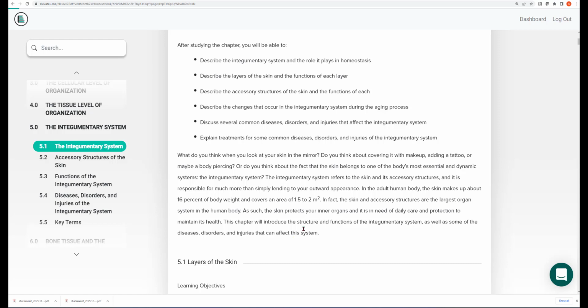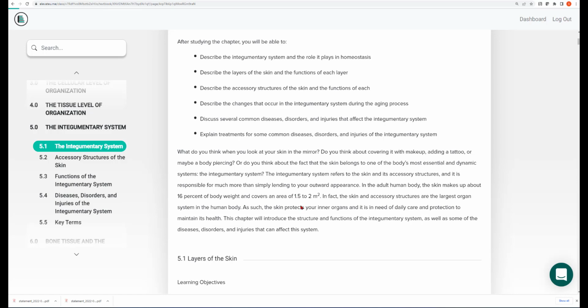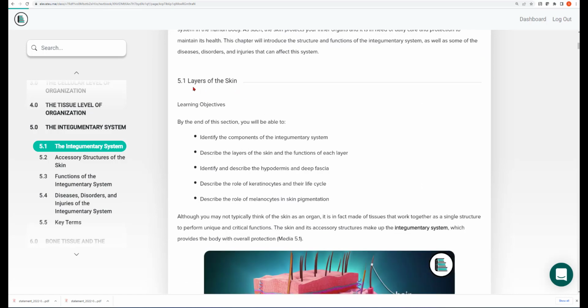So skin is the largest organ on your body. It's very thin, of course. It covers from 1.5 to 2 square meters in area and has a very huge role, not only in protecting your body, but also fighting off diseases, helping to regulate your homeostasis with your thermoregulation, and has a number of other important functions, many of which we'll talk about now. So let's get into 5.1, layers of the skin.